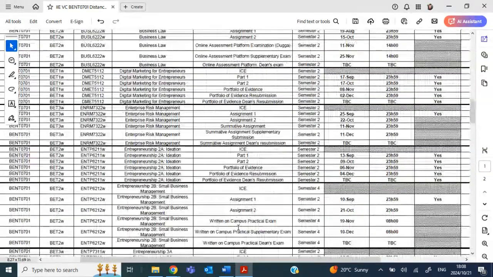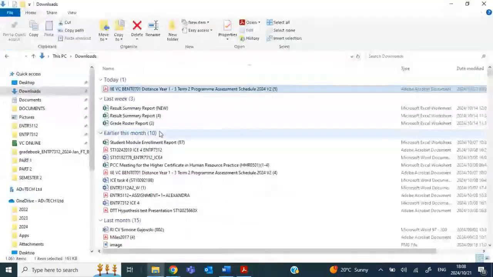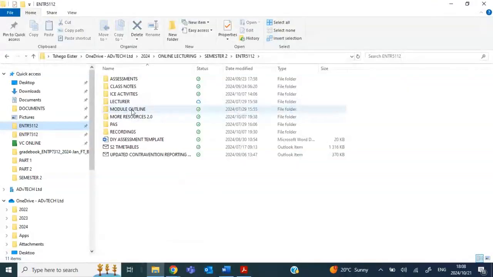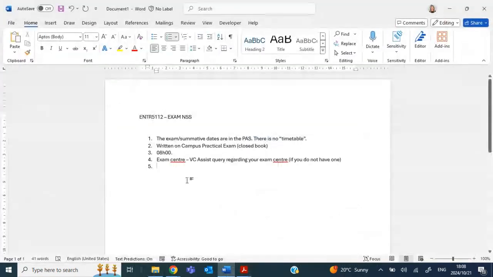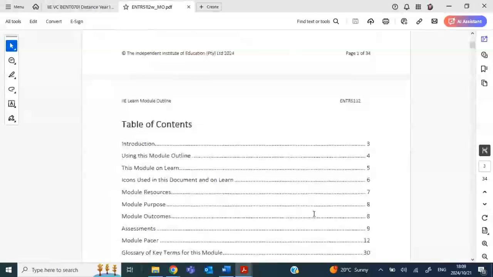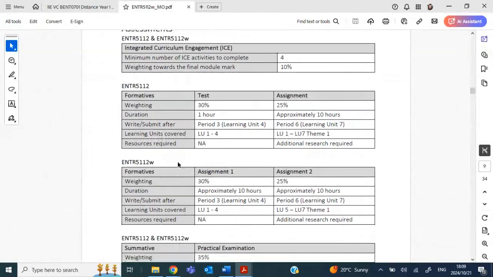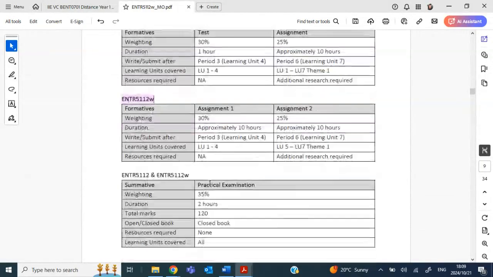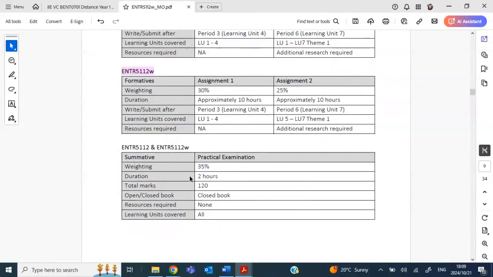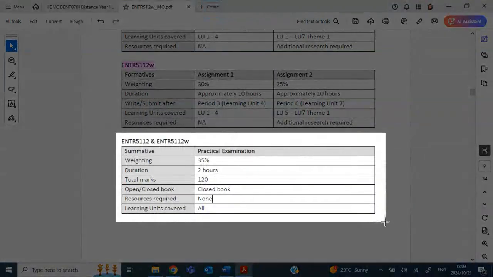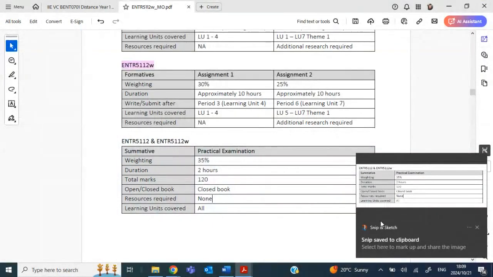And usually that means that the paper that you will write will be unseen. So let's go to the module outline to check what further information we can get regarding the exam. In the module outline, what we are interested in is mostly the assessment. We can see that the practical examination counts 35%, and it will be over 2 hours, and it's 120 marks, closed book. You do not get in with any resources. And in terms of the learning units, it's all the learning units.